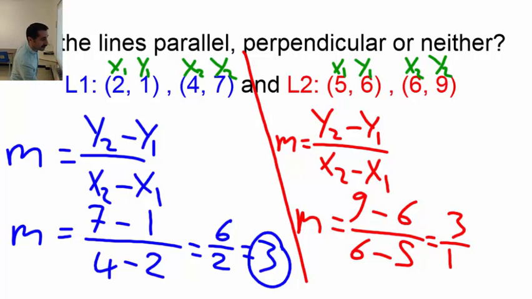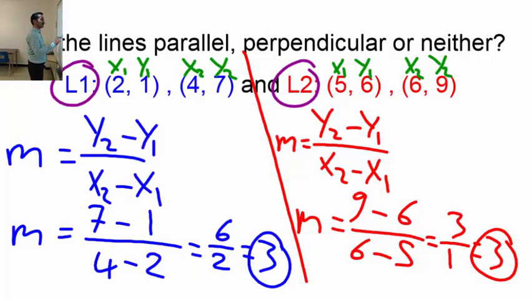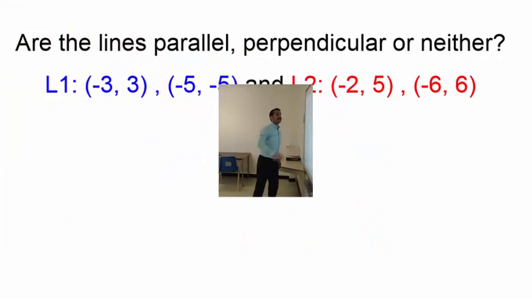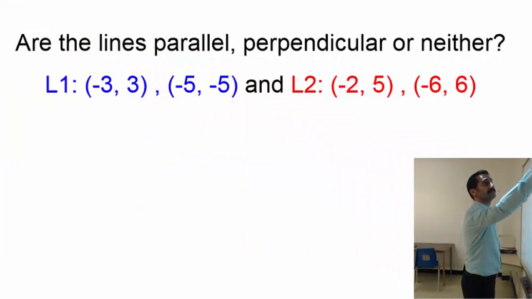6 minus 5 is 1, which is 3. And so over here the slopes are the same, so we know these two lines, line 1 and line 2, are parallel lines. They are parallel lines. Let's jump to the next example.